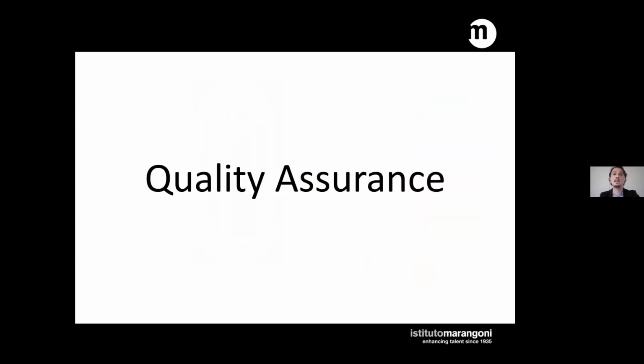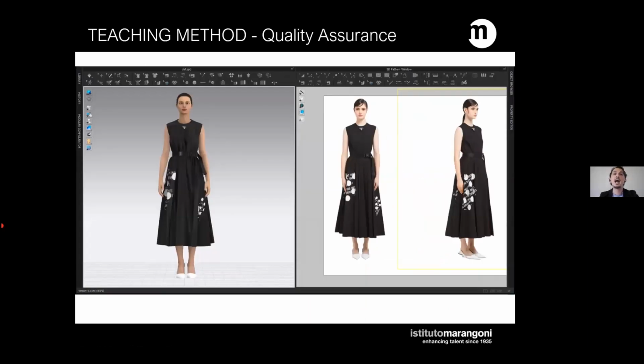For us, quality assurance is very, very important, and we want to be sure that students' prototypes are as close as possible to the designer's illustrations. Therefore, I ask them to create a rectangle in CLO 3D where they apply the graphic illustration and technical drawing. In this way, from the very beginning to the very end, we can always compare what we are doing. Here you have an example that I created for my students.